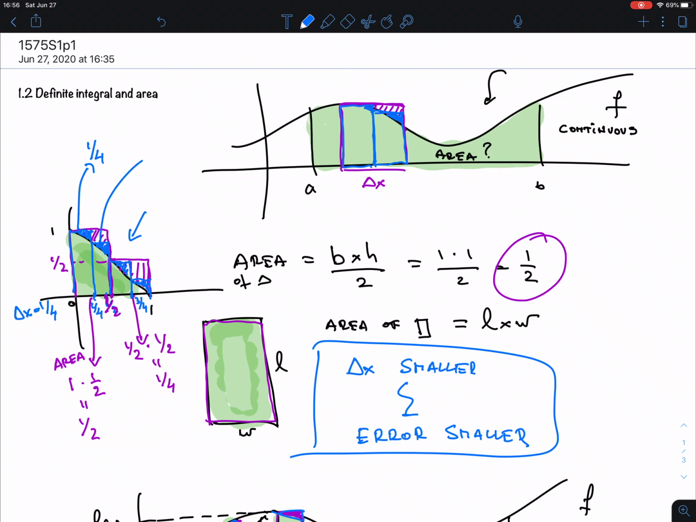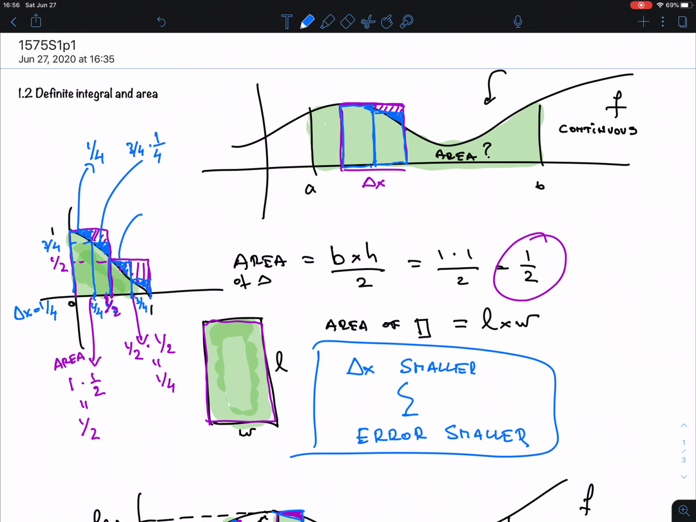What is this strip? How high does this strip come? I hope everybody sees this is 3/4, right? So this is 3/4 times 1/4, right? Because the width is still 1/4. This one is at position a half. Let me get rid of this guy here.